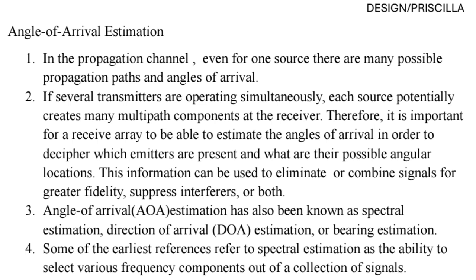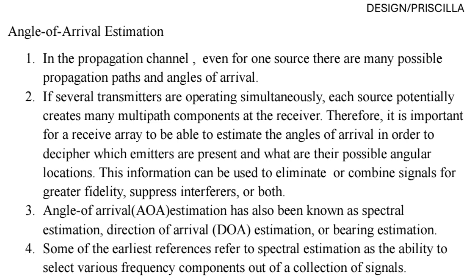Therefore, it is important for a receiver array to be able to estimate the angles of arrival in order to decipher which emitters are present and what are the possible angle locations. This information can be used to eliminate or combine signals for greater fidelity, suppress interference, or both. The angle of arrival estimation is also known as spectral estimation, direction of arrival estimation, or bearing estimation. So, what is this angle of arrival estimation?